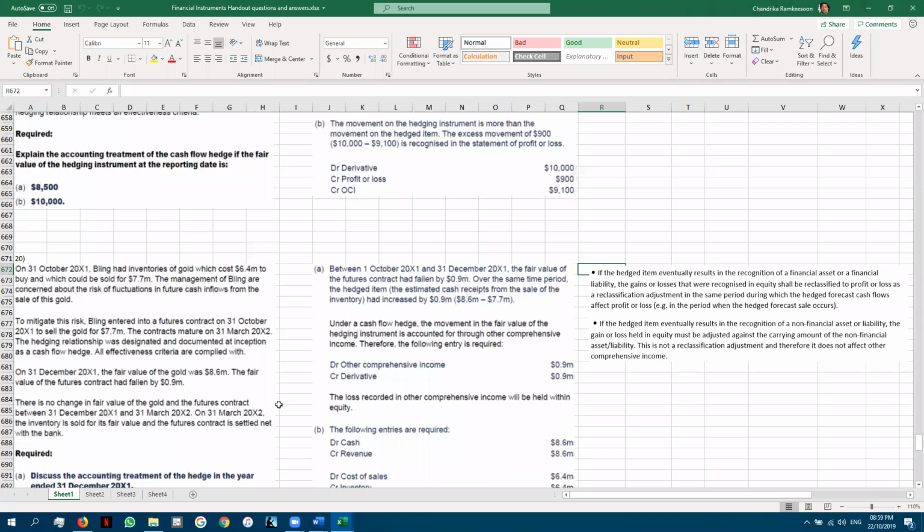On 31st October, Bling had inventories of gold which cost 6.4 million to buy and which could be sold for 7.7 million. The management of Bling are concerned about the risk of fluctuations in future cash inflows from the sale of gold. To mitigate this risk, Bling entered into a futures contract on 31st October 20x1 to sell the gold for 7.7 million. The contracts mature on 31st March X2.